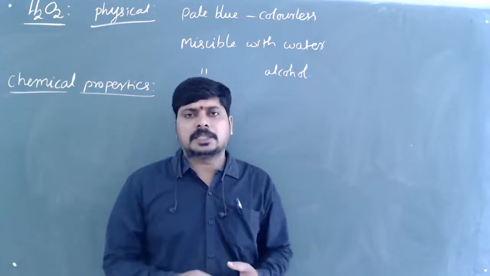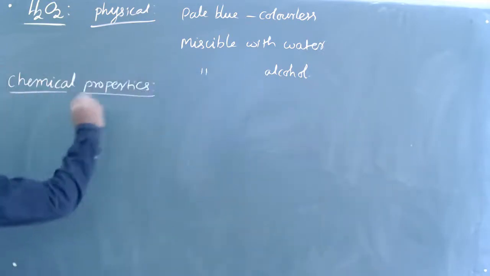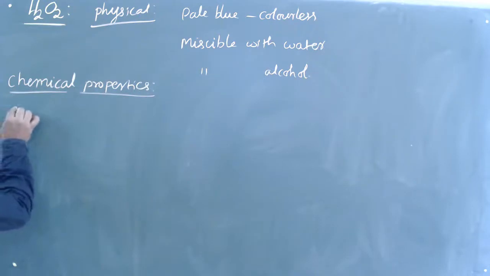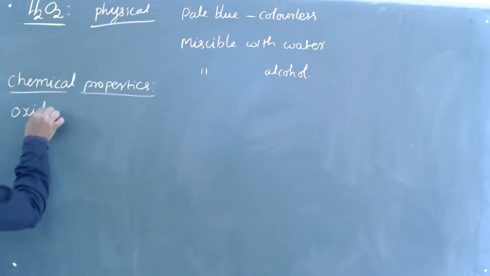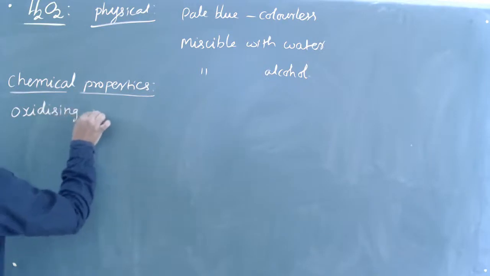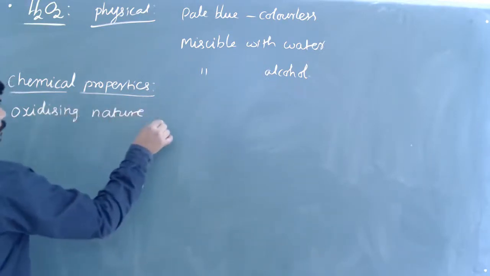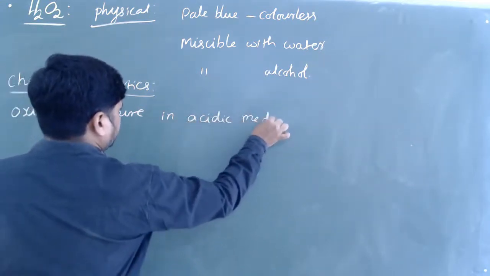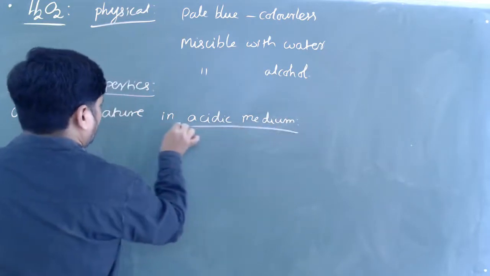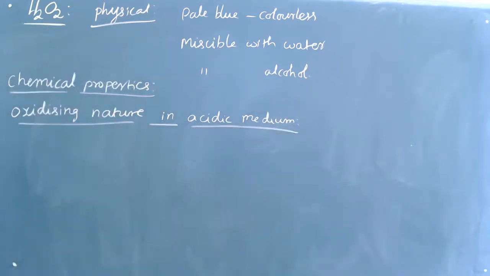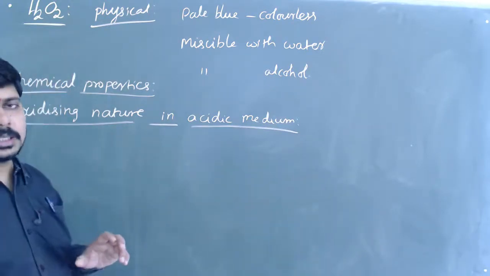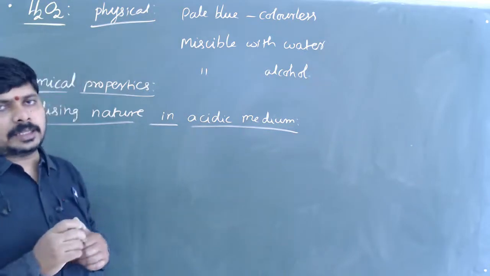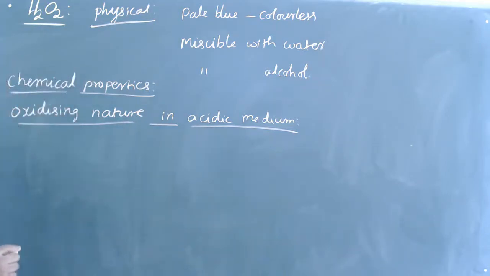We will now see certain examples that are given in NCERT. The first one is the oxidizing nature, in acidic medium. When we look at the oxidizing nature of hydrogen peroxide, it has the chance to give oxygen, so it can act as an oxidizing agent. So what is it going to do in this oxidation? That's what you can see now.